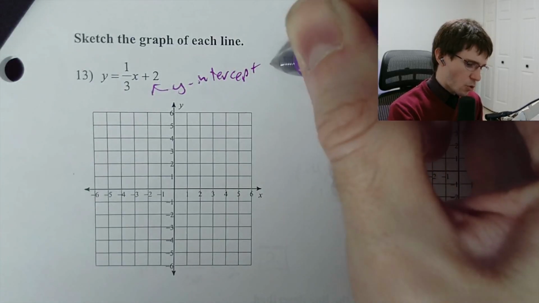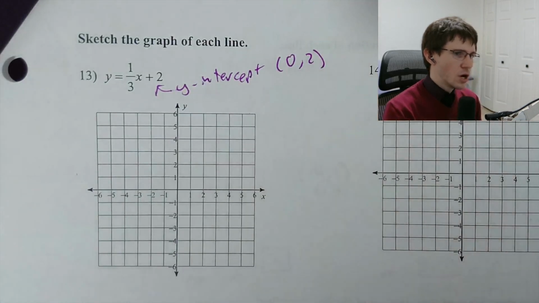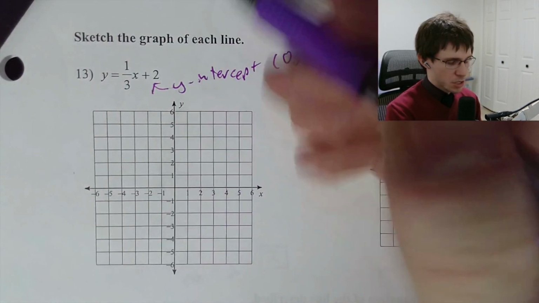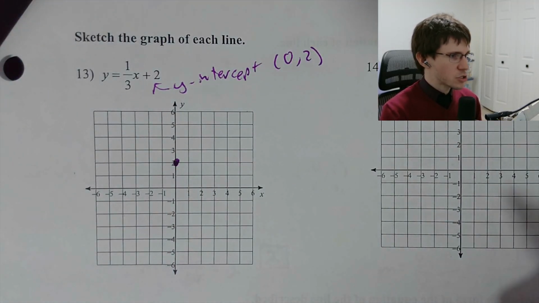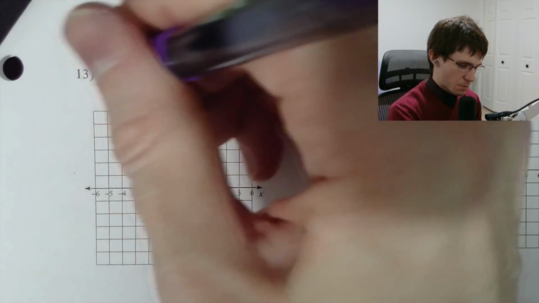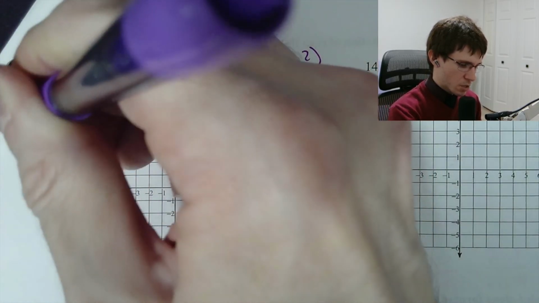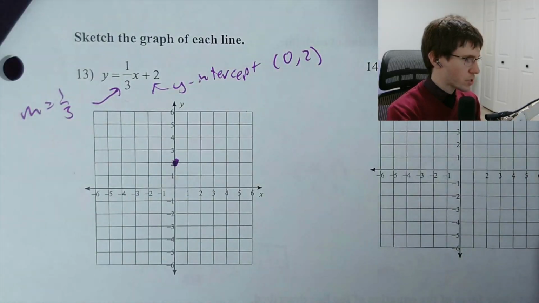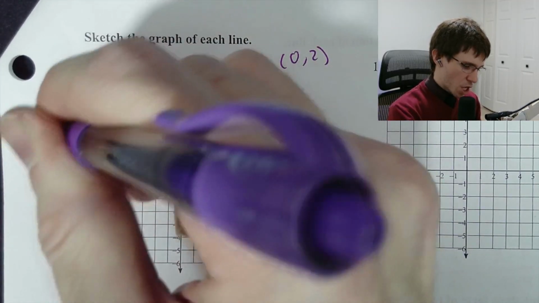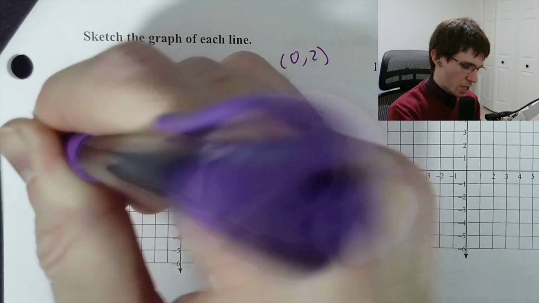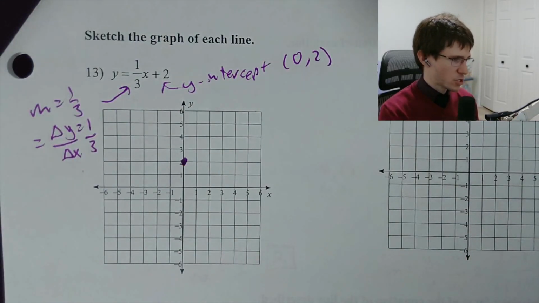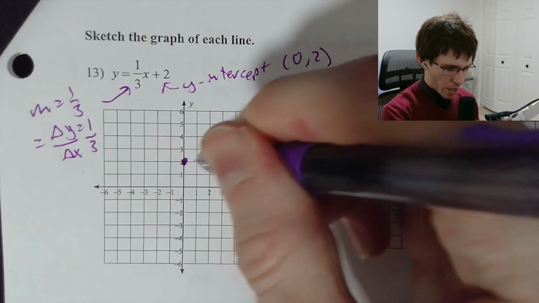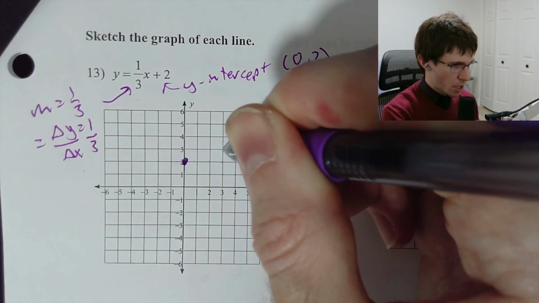That means that you have the coordinates 0, 2, or in other words, on the y-axis, you place the dot at 2. After you place that dot at 2, we're going to use the idea that this number right here is our slope. So m is equal to 1/3, and that means that our change in y is 1, and our change in x is 3. So in other words, we're going to go to the right 3 units and up 1 unit.